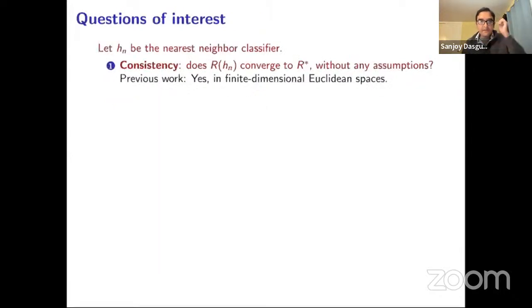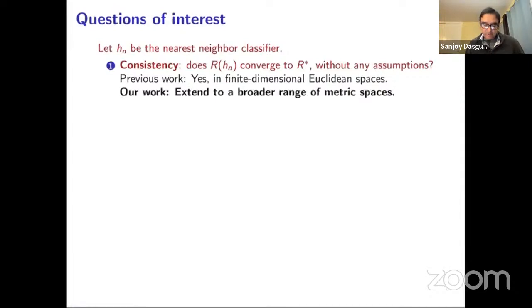Okay, so now that all the notation is there, let's see what the questions are that we want to ask. Let H sub n be the nearest neighbor classifier based on n training points. The first question is, does the error rate of the nearest neighbor classifier converge to the Bayes optimal error rate without any assumptions at all? One doesn't want to make assumptions, for example, on things being smooth and so on. And it turns out that this is true. This was shown in the 1970s for finite dimensional Euclidean spaces. One thing that we've done more recently is to extend this to more metric spaces.